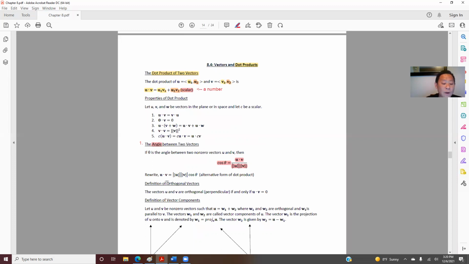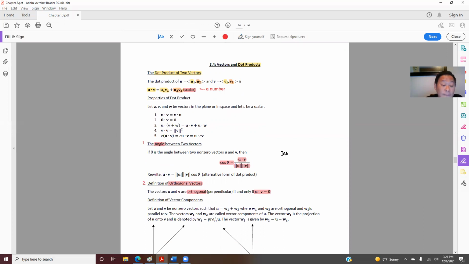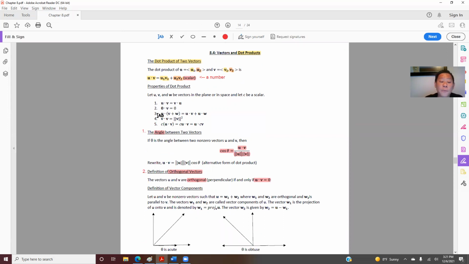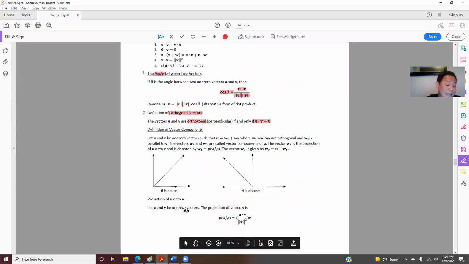And the second one is you can find if these two vectors are orthogonal. Orthogonal means perpendicular. And in order for us to have orthogonal vectors, the dot product has to be equal to 0. So these are the two important features of the dot product that we'll be using. One is finding the angle between the two vectors, and one is orthogonal. Now we will look at some examples here.